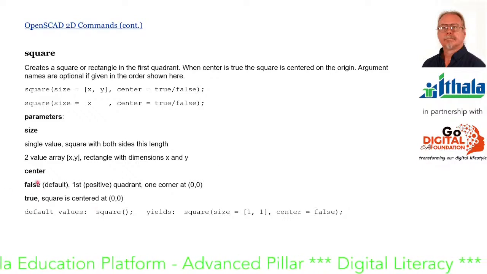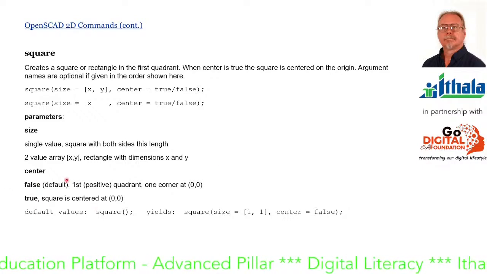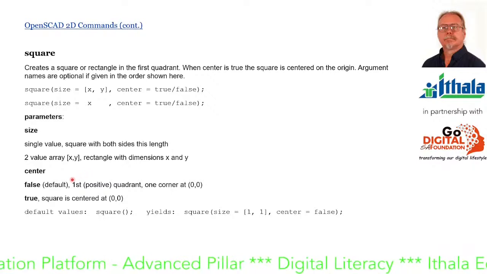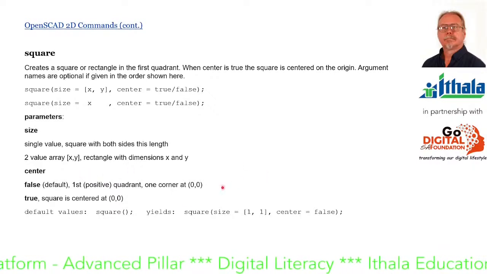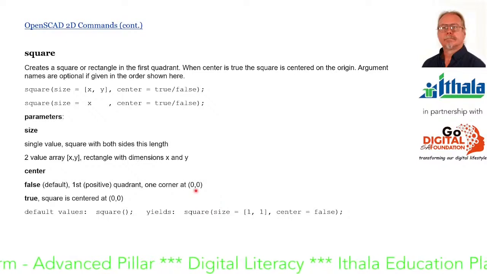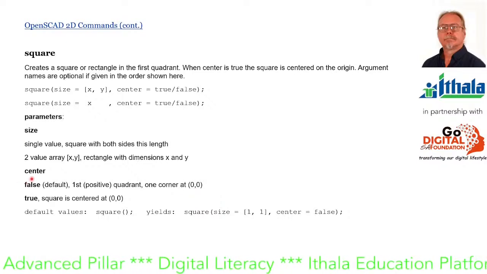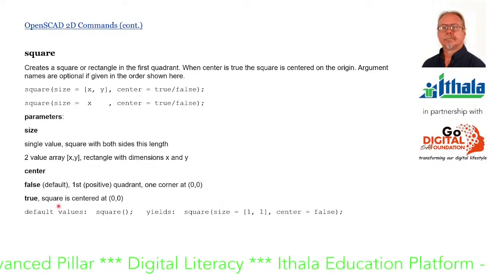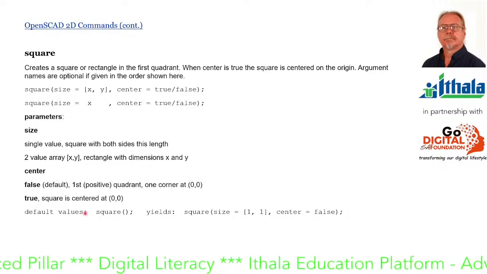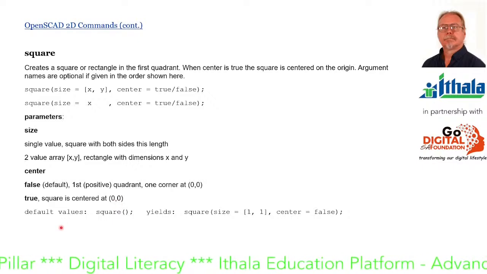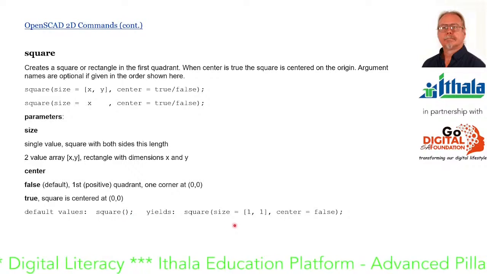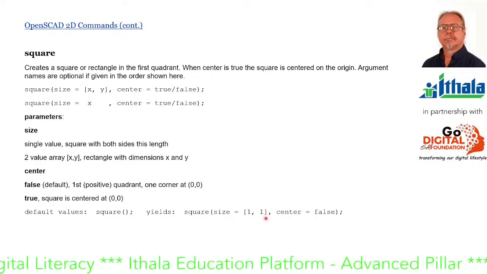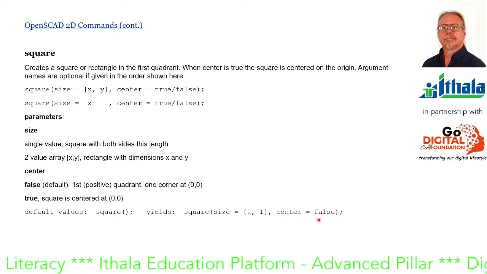Center can be false, which is the default, which means that the square is drawn in the first positive quadrant at one corner at the origin 0, 0, or center can be true, in which case the square is centered at the origin 0, 0. So default values, square without anything, yields the same as square with a size of 1 and 1, and the center is false.